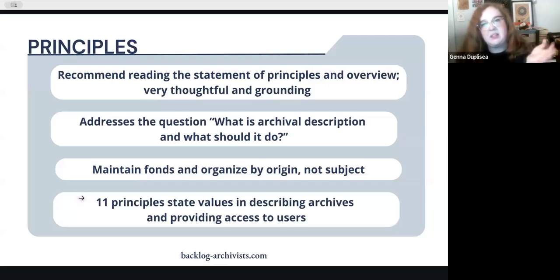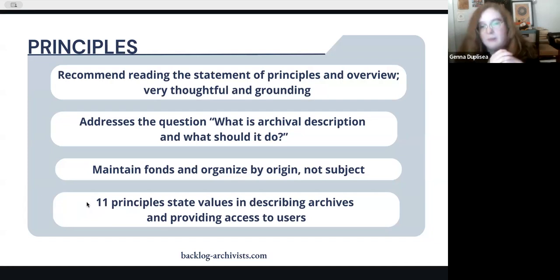So DACS begins with a statement of principles and an overview, which I find very thoughtful and grounding, especially when you consider that this is a technical manual. This is technical writing, but these sections of the document address the question: what is archival description and what should it do? Like, why are we doing any of this? What are we trying to accomplish by sitting down and writing a finding aid, which is not a simple or brief task? These principles guide us to maintain the fonds and organize by the origin, not the subject.